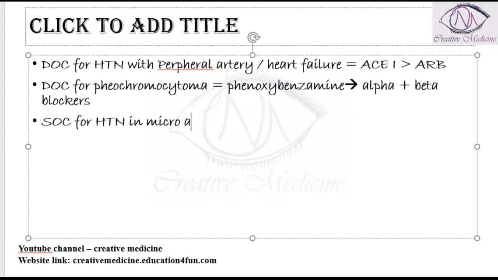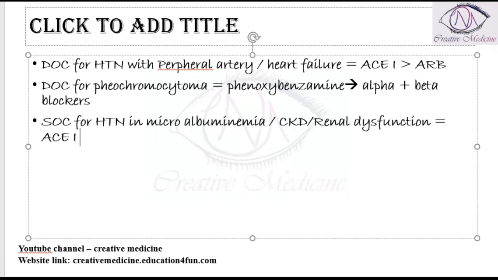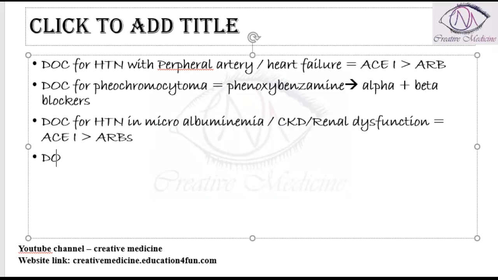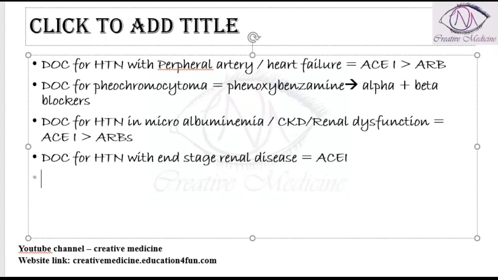Then the drug of choice for hypertension in microalbuminemia. If the patient has hypertension along with microalbuminemia, or hypertension along with chronic kidney disease, or hypertension along with renal dysfunction, then we give angiotensin converting enzyme inhibitors more commonly than angiotensin receptor blockers. Then, the drug of choice for hypertension with end stage renal disease: we can give angiotensin converting enzyme inhibitors.